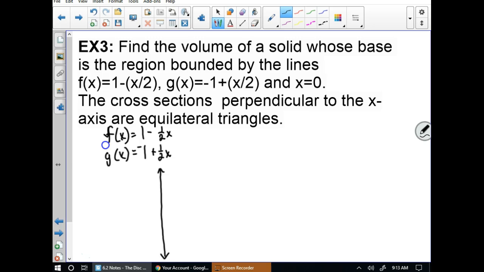So I think we need the first and fourth quadrant. And x equals 0 is the y-axis. Yes, first and fourth quadrant. That's what we need here.